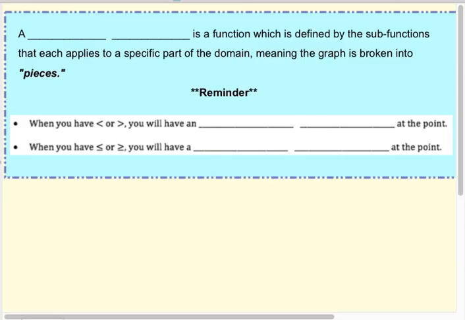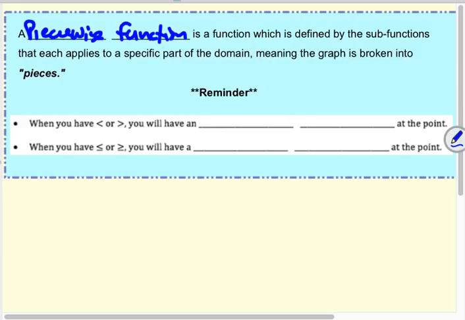Okay, first of all, a piecewise function is a function which is defined by the subfunctions that each applies to a specific part of the domain, meaning that the graph is broken up into pieces. We're going to be graphing a couple different lines, but only a piece of each line.